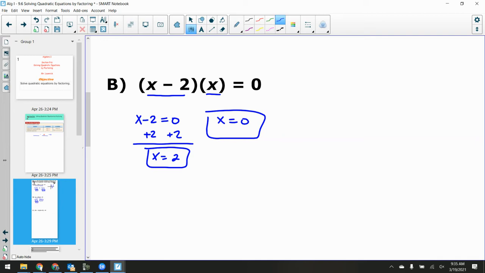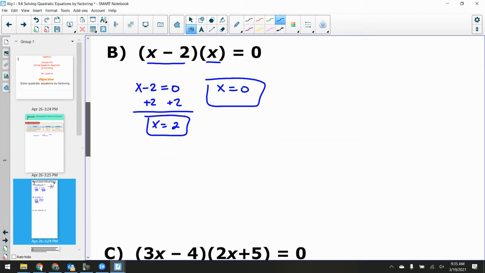And what are we finding here? We're finding the locations where this will cross the x-axis. That's what we're doing here. We're algebraically finding where these will cross the x-axis, where the zeros of the equation, where the x-intercepts are.